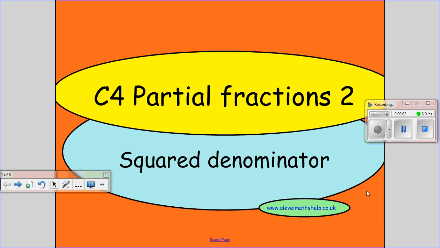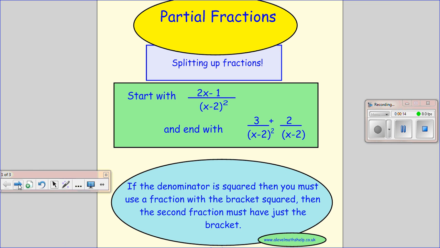Hi, so in this video we're going to be looking at partial fractions, and we're going to be looking at the case where we have a squared denominator. If you haven't watched the video on partial fractions for the cover-up rule, please do that because that will help you with this one.